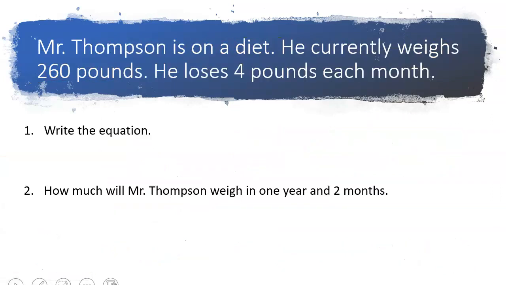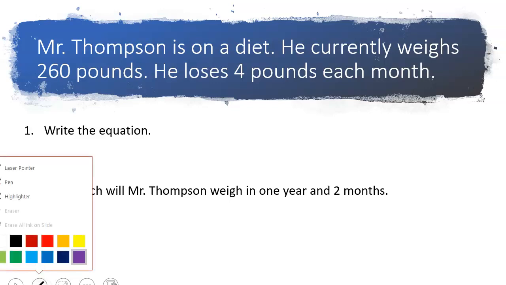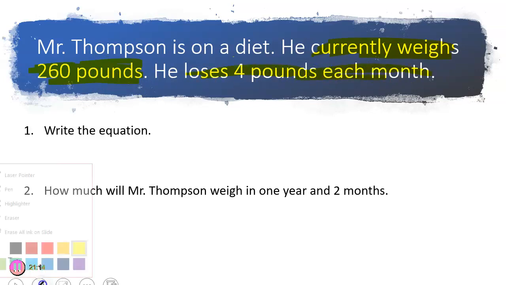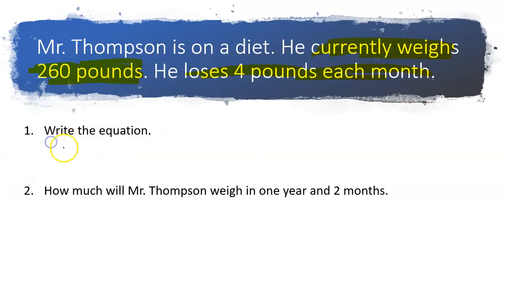Okay, let's try another one. Mr. Thompson is on a diet. He currently weighs 260 pounds. He loses 4 pounds each month. So again, we need two things: the rate I'm changing at and my initial value. Mr. Thompson's current weight is 260 pounds. That's his starting point, his initial value. He's losing 4 pounds each month.